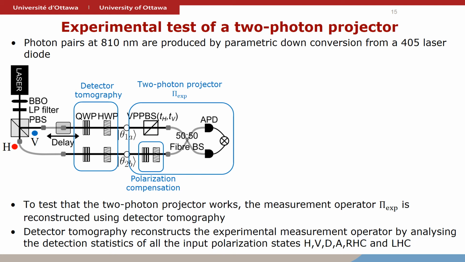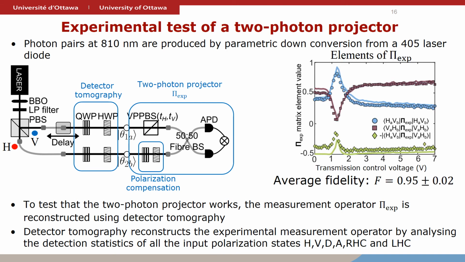In order to test if the two-photon projector works, the measurement operator pi experimental is reconstructed using detector tomography. Detector tomography will reconstruct the experimental measurement operator by analyzing the statistics of all the input polarization states, H, V, D, A, right-hand circular and left-hand circular, that are sent to the system. Those input polarization states are realized using the half-wave plate and quarter-wave plate in the detector tomography box.